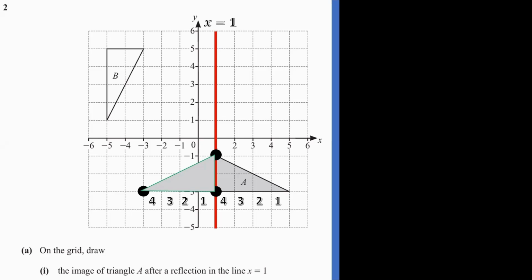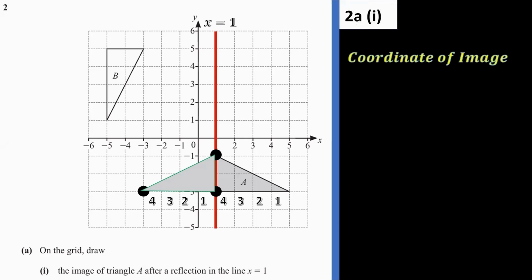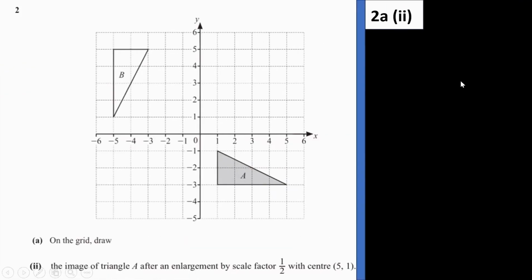Again, what are the vertices of this image? We need to write out the vertices, or the coordinates, of this image. And so we have these 3 points: (1, -1), (1, -3), (-3, -3). These are the 3 points after reflection. These will be our new images.